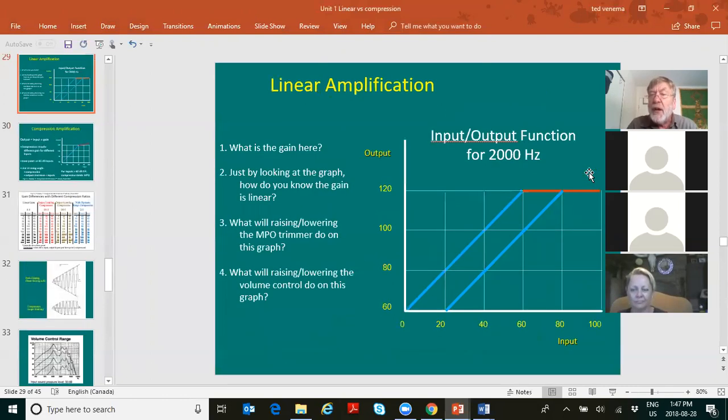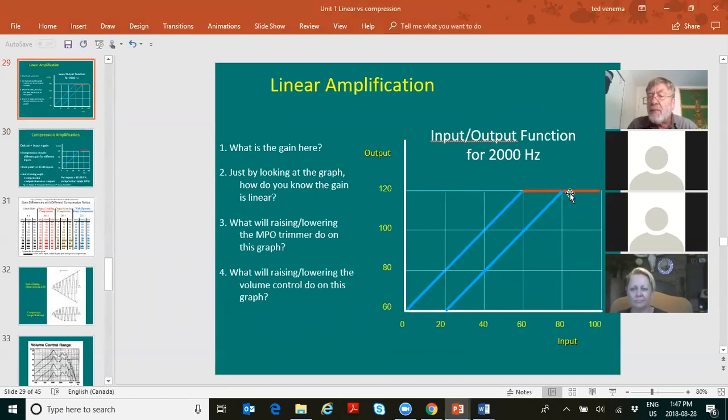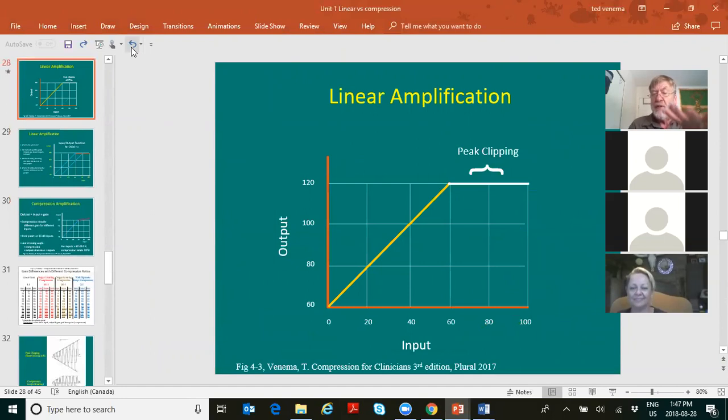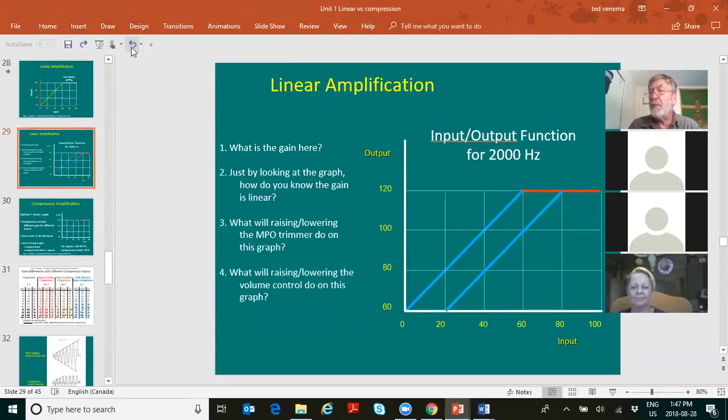So instead of hard peak clipping, okay, and Angela, I added this line because I was giving an example earlier. This never used to be on this PowerPoint slide. I added it on to make a point. But at any rate, here's linear peak clipping.